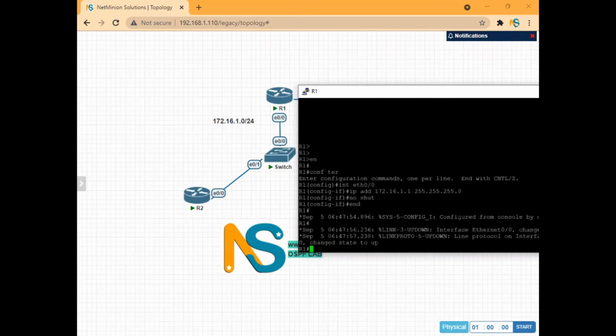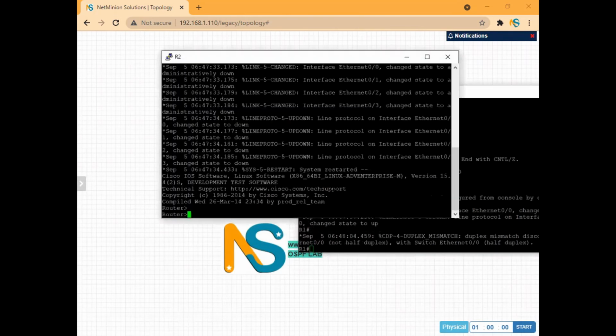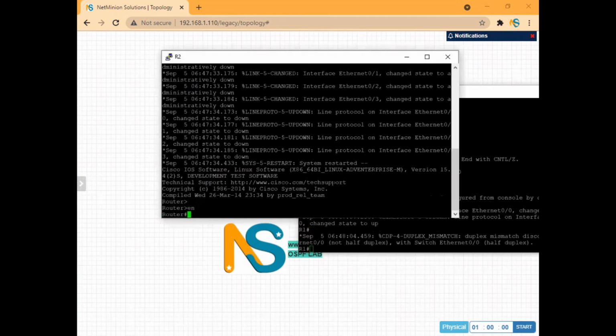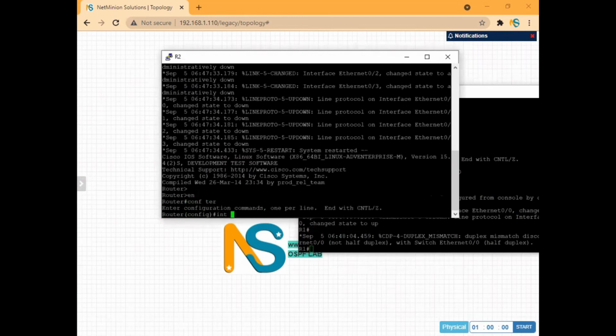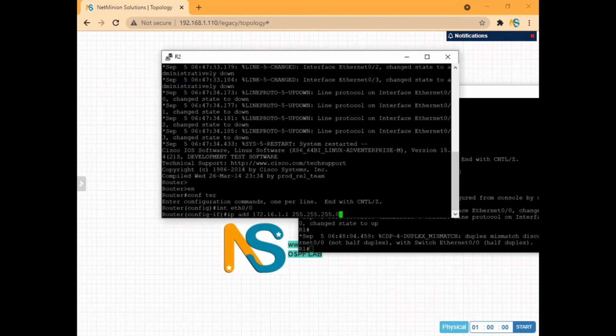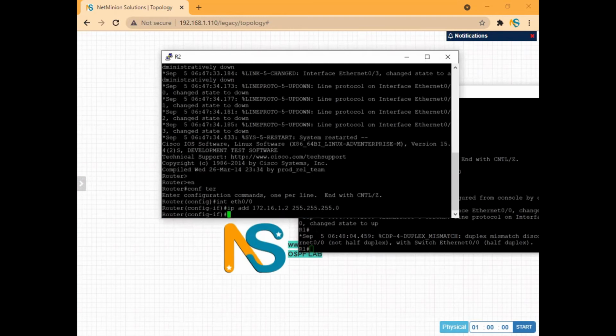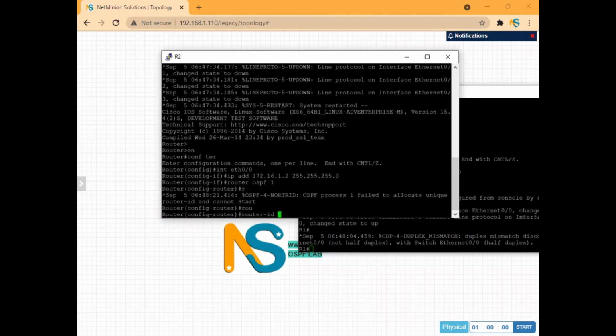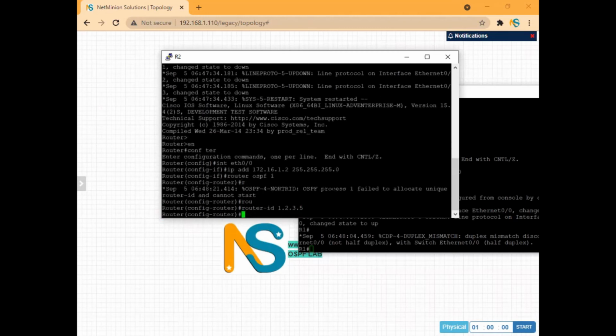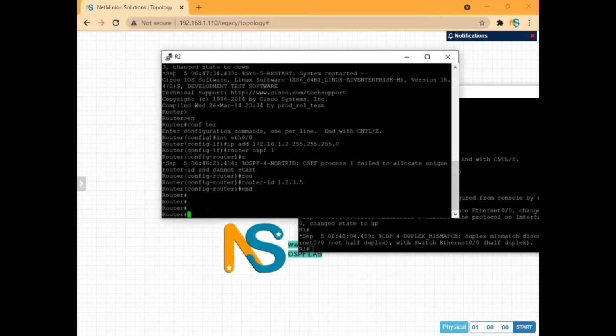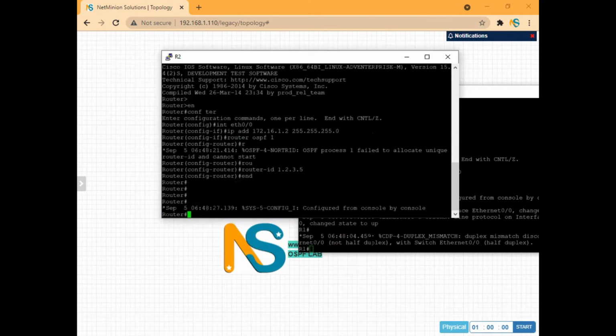So maybe I have configured this. Let me go ahead for R2 and do the same. Here the IP should be 2. Let me change the IP to 2. Router OSPF 1, router ID 1.2.3.5. Let us wait for some time and see what happened.